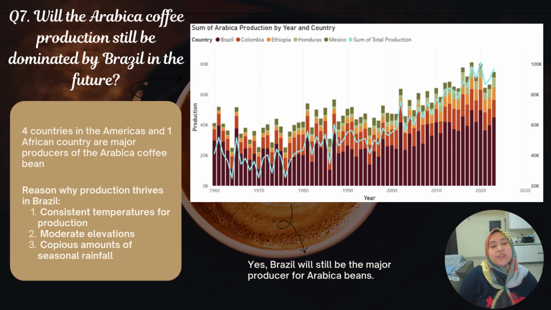Hence, we would like to reaffirm our belief that Brazil will continue to dominate the Arabica coffee production in the future, but reckon that Ethiopia could give the nation a run for its money simply because of the reemergence of the cafe hopping trend, which could birth more coffee enthusiasts.